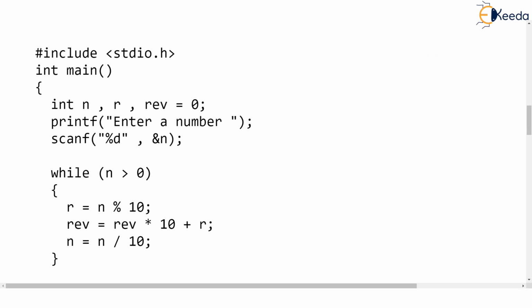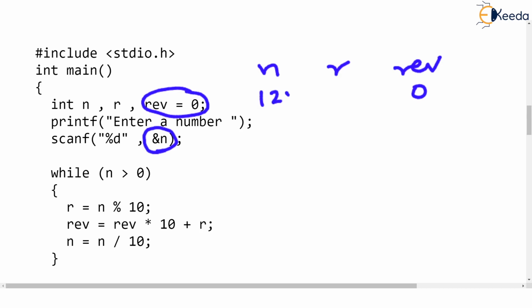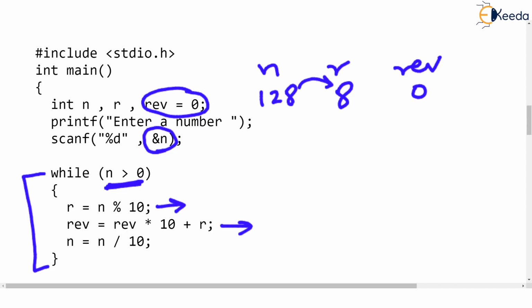But here, apart from n and r, we have got one more variable rev, which is 0 initially. And we are asking the operator to enter the value of n. Let's say value of n entered is 128. Now this while will repeat because 128 is positive, greater than 0. So the line r is equal to n%10 is going to compute r as 8, last digit. Correct?